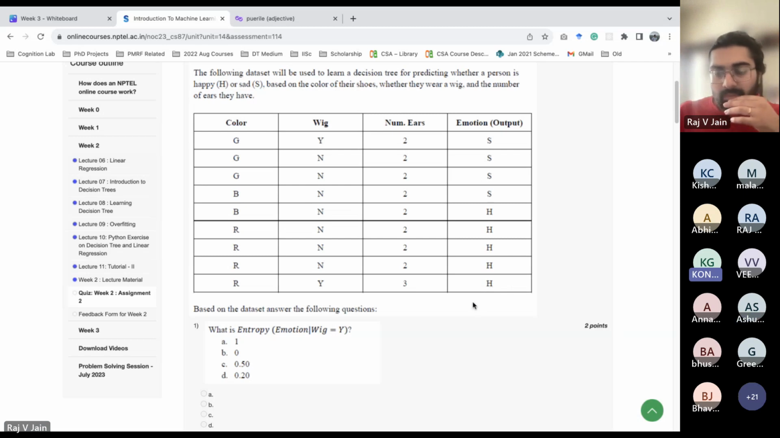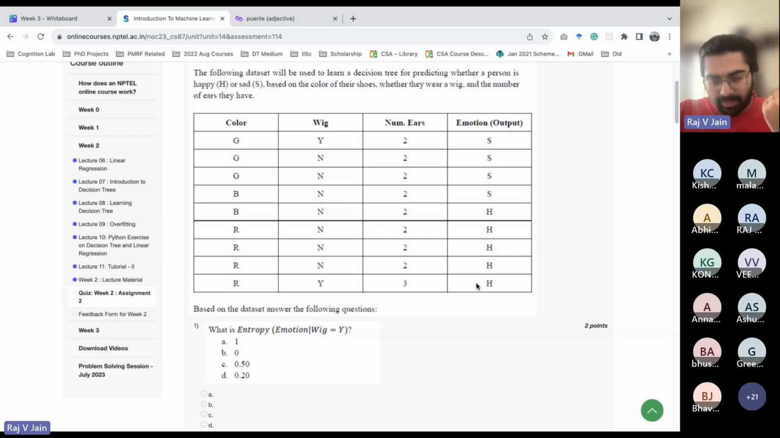Maybe I would interpret it this way, sir, because there is only one entry with number of years equal to 3, and it certainly says happy. That means there is no uncertainty. If it is 3, you can say 100% happy. So there is no uncertainty, so entropy is 0. That is correct.